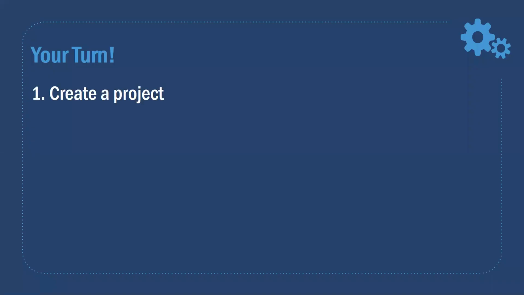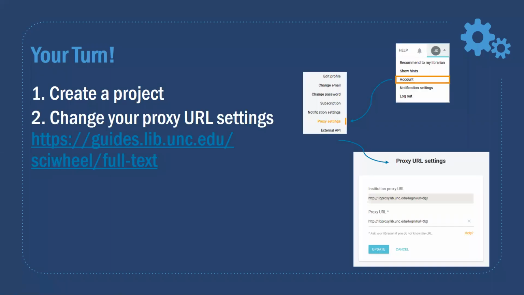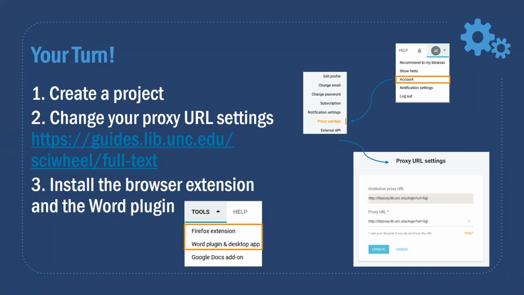Okay, so now it's your turn. I'd ask that you, one, create a project, two, change your proxy URL settings by again going to Account and Proxy Settings, and three, install the browser extension and the Word plugin from the Tools menu.